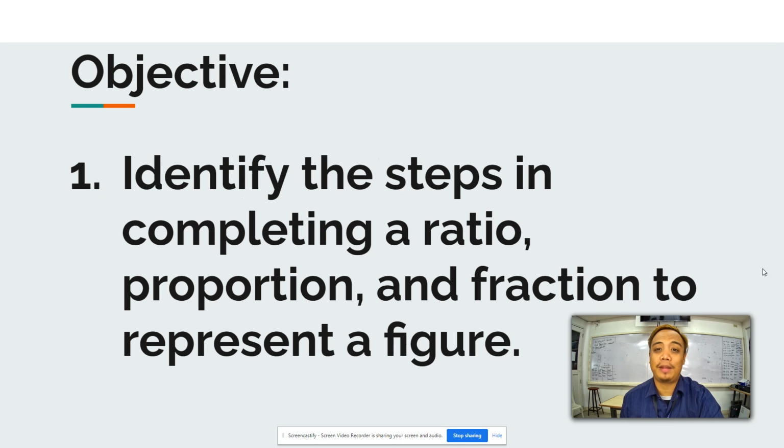At the end of the class, you should be able to identify the steps in completing a ratio, a proportion, and fraction to represent a figure.